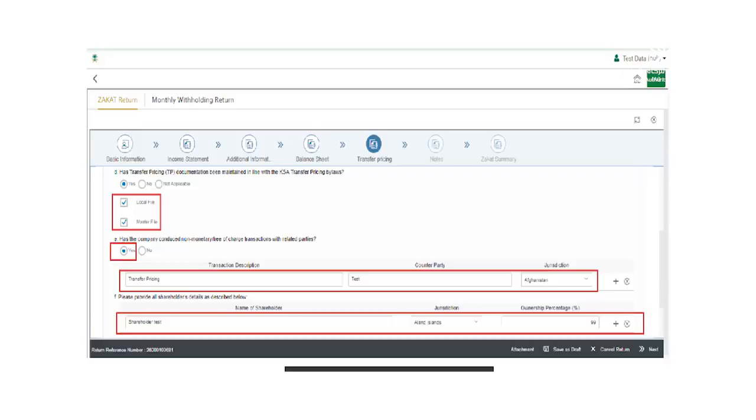And then the last thing, you need to provide more information about the owners of the company. So if you are a taxpayer, you have to add here who the owners are. Of course, you have the plus here, you can add more. You need to add the name of the owner, where he is located, and the percentage of ownership.